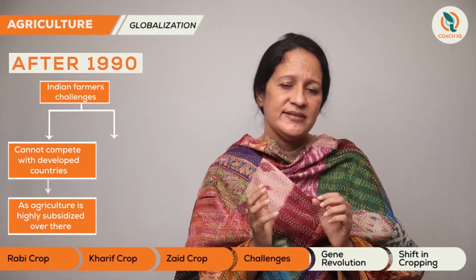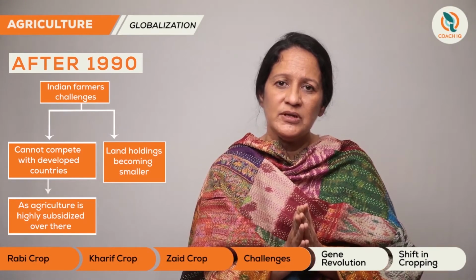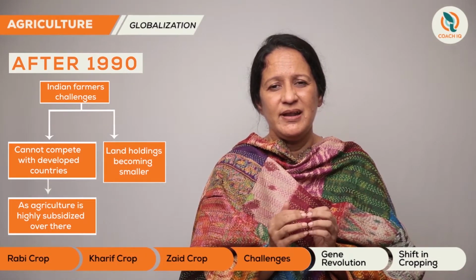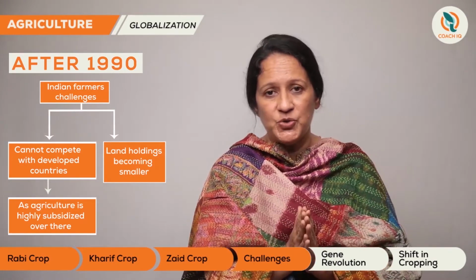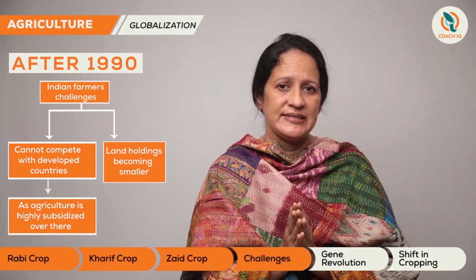Secondly, due to the law of inheritance, our land holdings are becoming smaller and smaller, and it's a thumb rule: the smaller your land holding, the less profit you will get from that patch of land. So these are challenges which our farmers are facing. Today Indian agriculture is at a crossroad. That is, you don't know which road to take because the challenges are so very high for the Indian farmer.